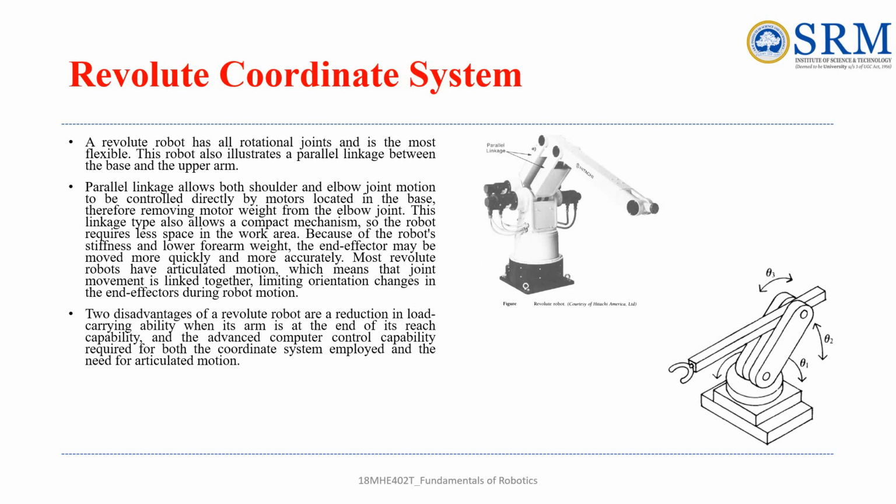And next is the revolute coordinate system. So revolute robot consists of all rotational joints, making it highly flexible. It also features a parallel linkage between the base and upper arm, which allows precise control of the shoulder and elbow joints by motors located in the base. Okay. This design reduces the weight at the elbow joint and makes the robot more compact, requiring less workspace. The robot's stiffness and lighter forearm enable faster and more accurate movement of the end effector.